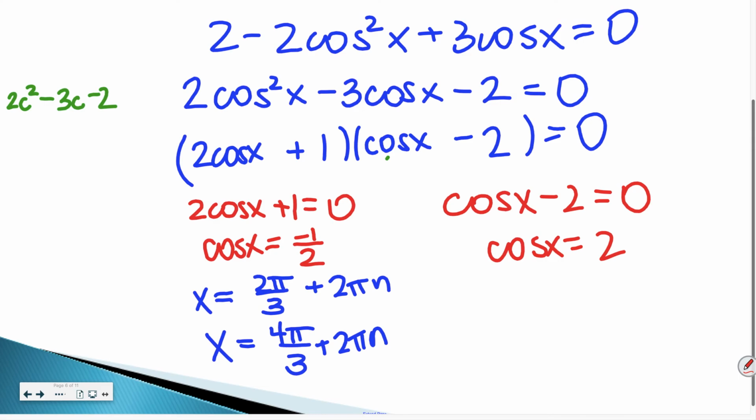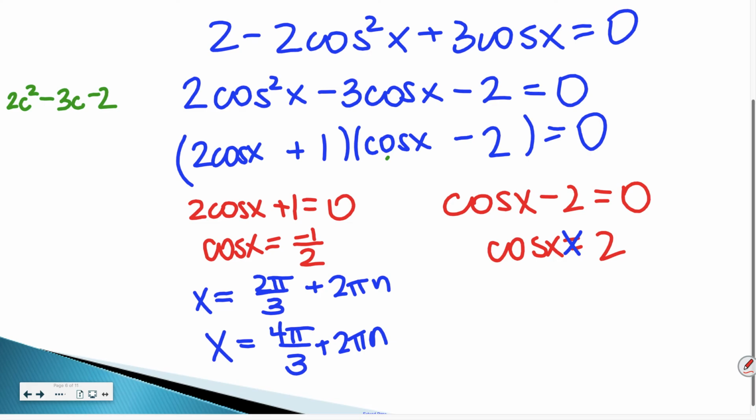Okay, if that was secant, that'd be better, right? What values does cosine bounce in between? 1 and negative 1, because that's the range of cosine, right? Is 2 in between negative 1 and 1? No. The cosine of x can't equal 2 because it's outside of the range, which means there are no solutions that come out of this.